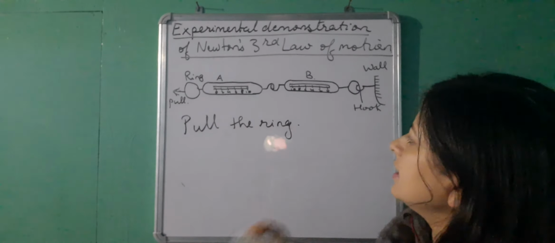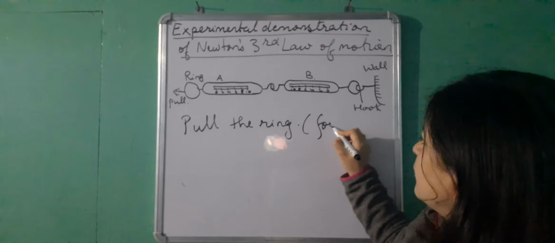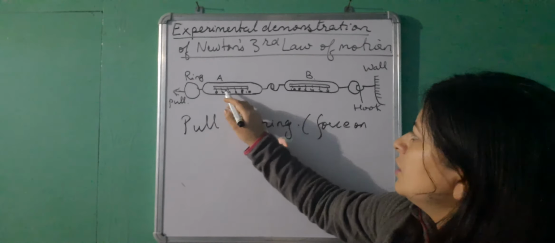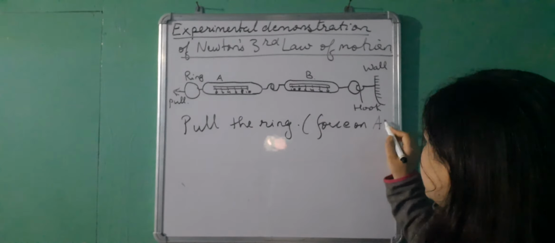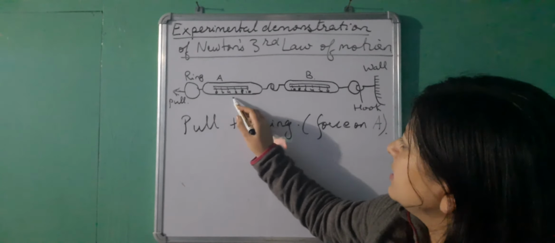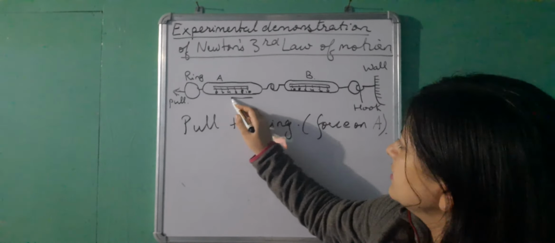If you just pull the ring, that means you are applying a force. On which balance are we applying the force? We are applying the force on the spring balance A. Okay, now this will show some reading somewhere here.